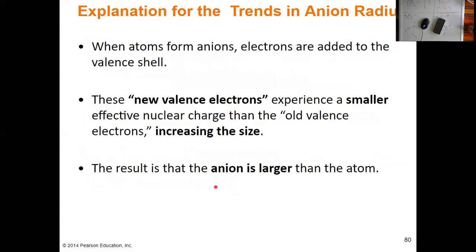When you're forming anions, on the other hand, you're going to be adding electrons to the valence shell. So you're physically making your atom larger.